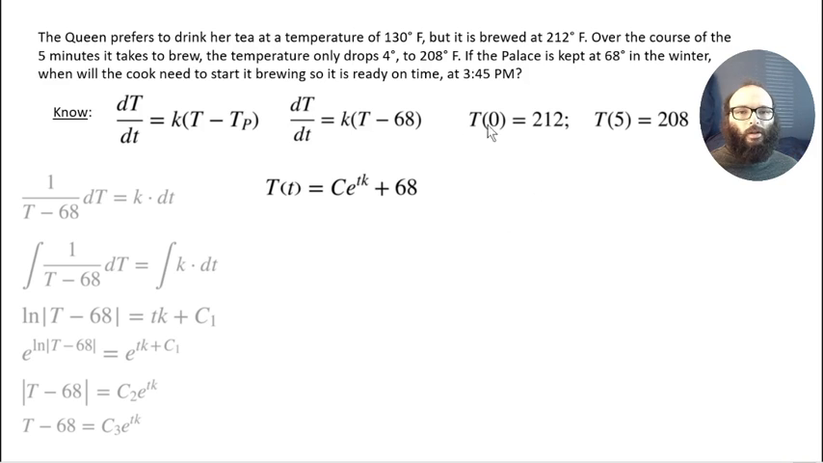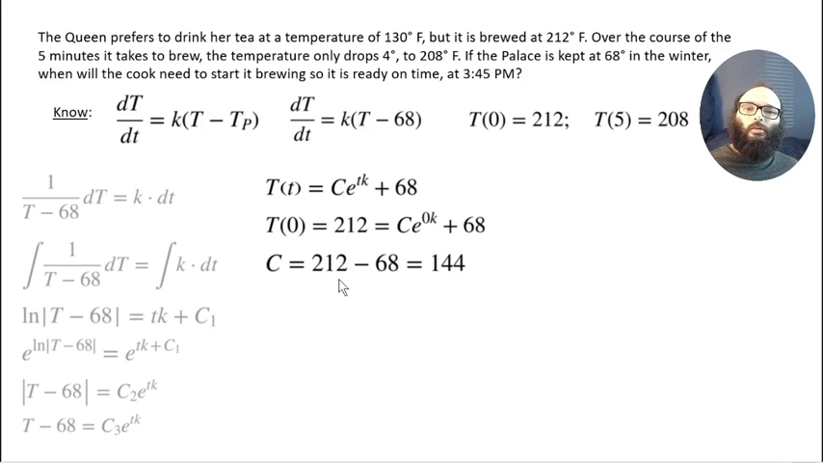We should go ahead and plug in our first value, our temperature at time 0, because that makes e go to 1. E to the 0k is just e to the 0, which is just 1. So 212 is equal to C plus 68. Subtract out the 68 from both sides. C is 144. Nice.